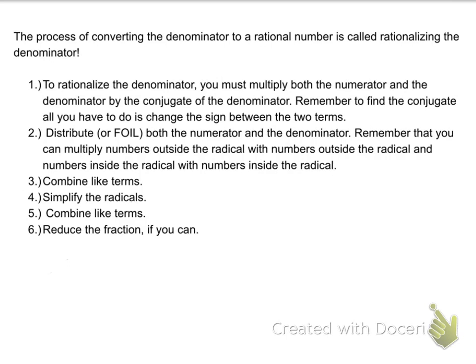I've got 6 steps. I would write these down. This is why I asked you guys to print them. Save your hand from cramping up here. To rationalize the denominator, you must multiply the numerator and the denominator by the conjugate of the denominator. Now, we don't always have to use the conjugate. But the conjugate is where you change the sign between the two terms.